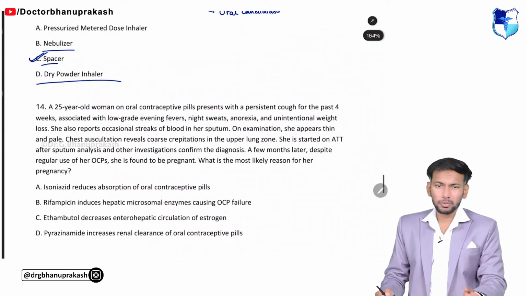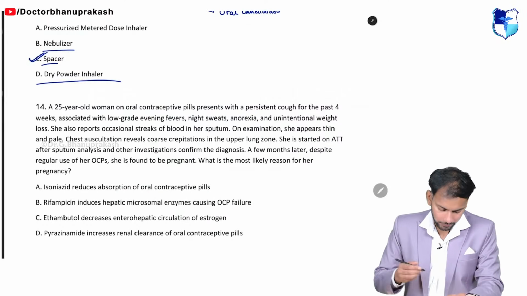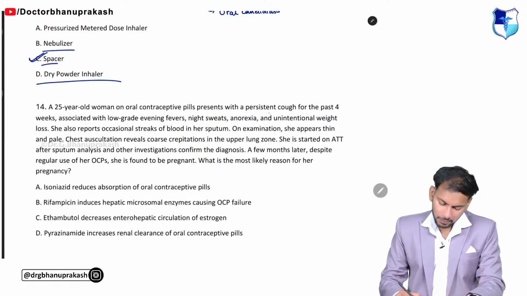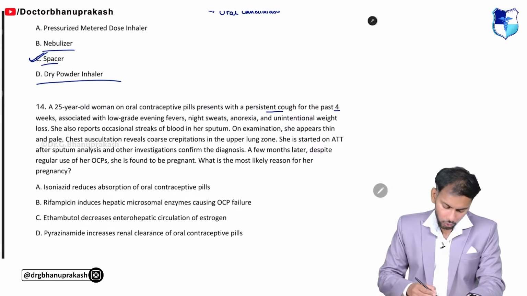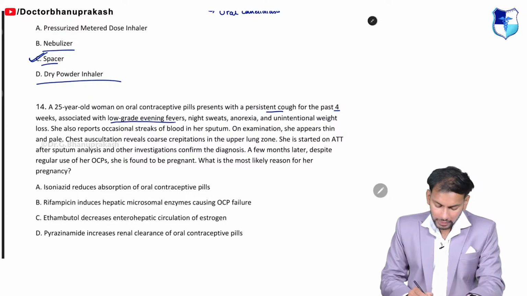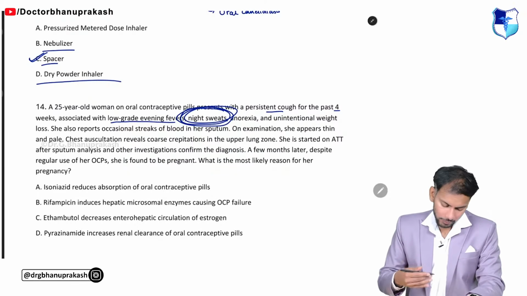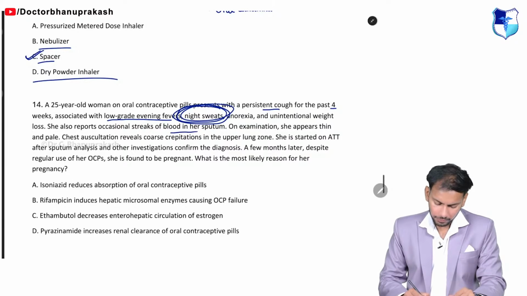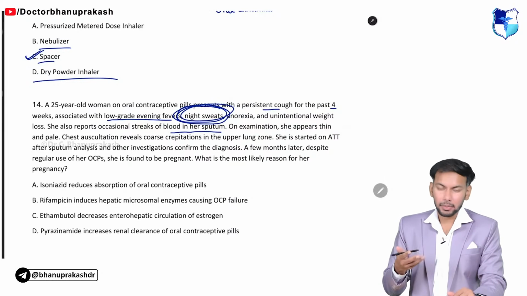Now, coming to the 14th question, this is really important. Listen to me carefully. A 25-year-old woman on OCPs presents with a persistent cough for the past 4 weeks associated with low-grade fevers, night sweats, anorexia, and unintentional weight loss. She also reports occasional streaks of blood in her sputum. On examination, she appears thin and pale. Okay.